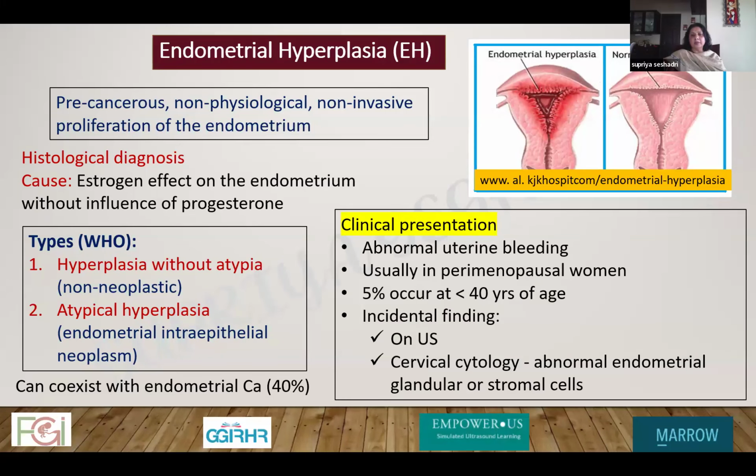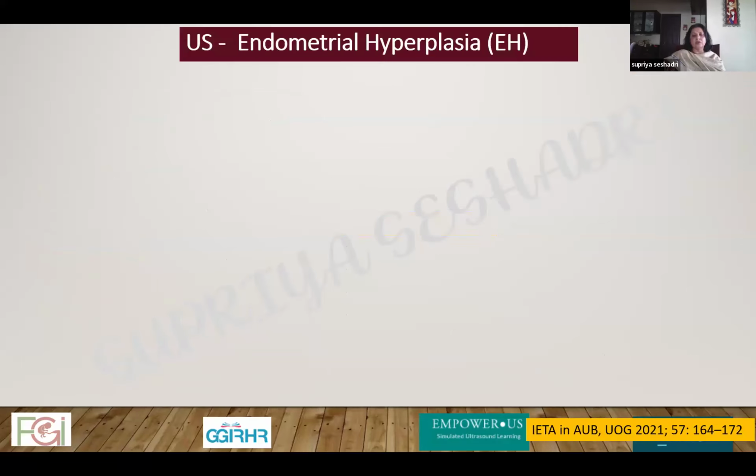Cases of endometrial hyperplasia may be asymptomatic, but quite often they present with abnormal uterine bleeding. They usually are seen in perimenopausal women. However, 5% occur at less than 40 years of age. They may be an incidental finding on ultrasound, as I said, asymptomatic totally, or on the pap smear, one gets to see abnormal endometrial glandular or stromal cells.